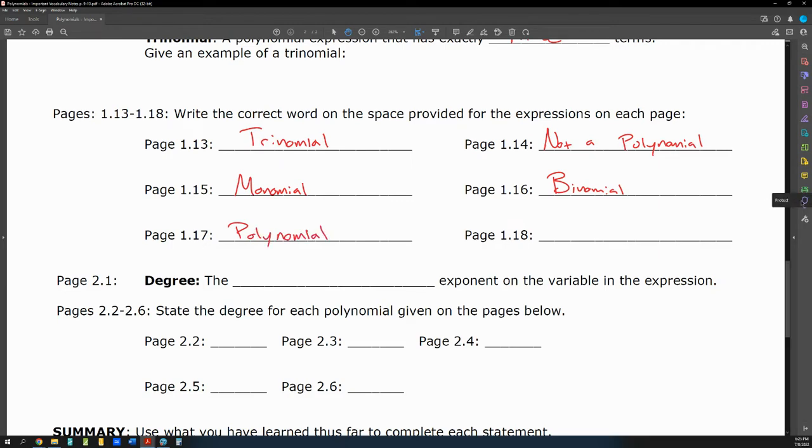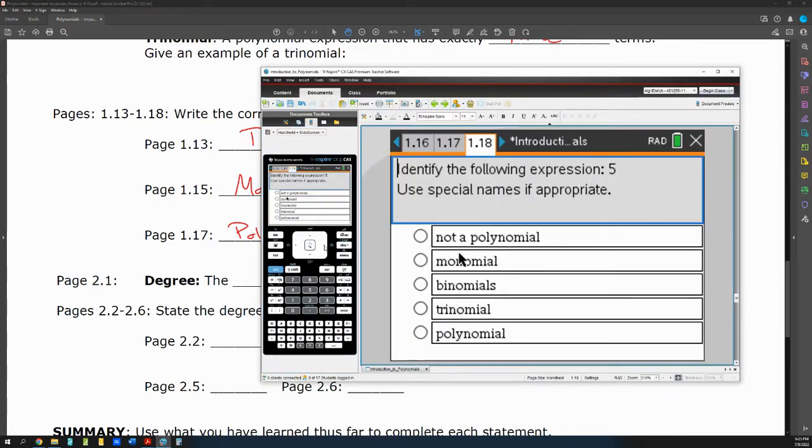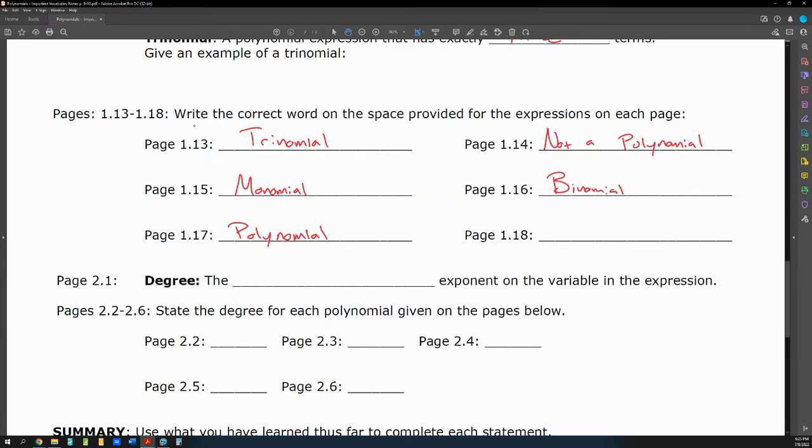And finally, on page 118, this is a polynomial, particularly a monomial. This has one single term.